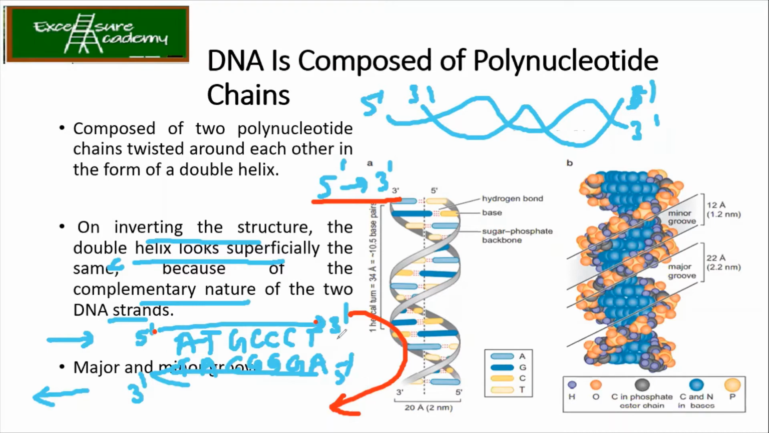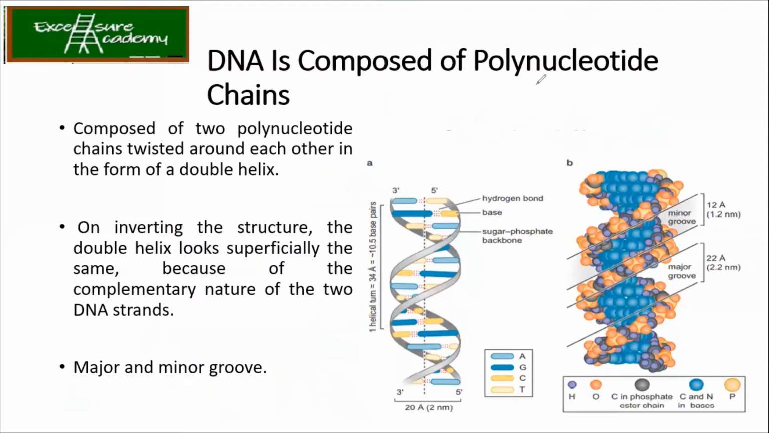This you have read once, the same, 5 prime to 3 prime. Now inverting the structure means this will come on the top. Let us say this is your 5 prime to 3 prime. Now are the sequences going to be the same or not? It will be the same because they are complementary, right? It will be the same because of complementarity.